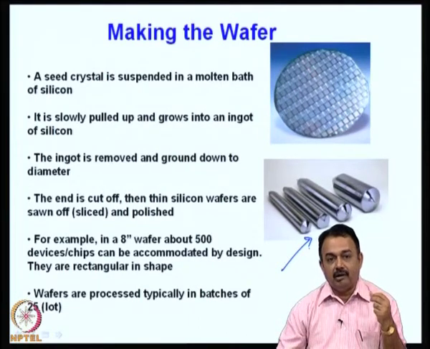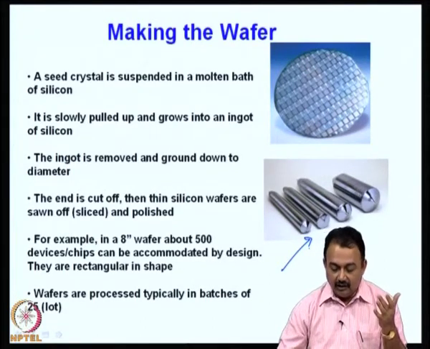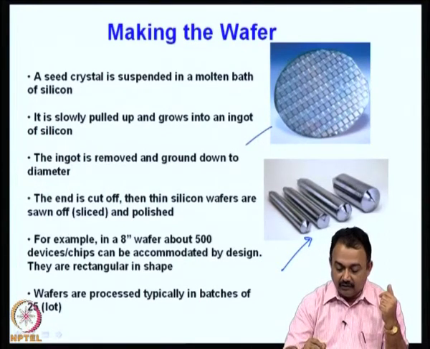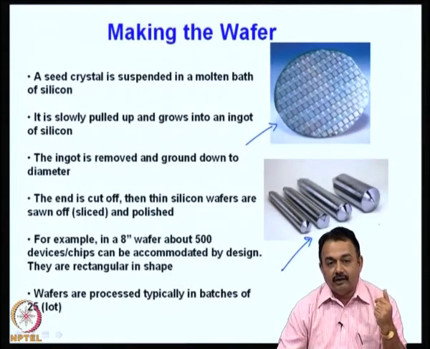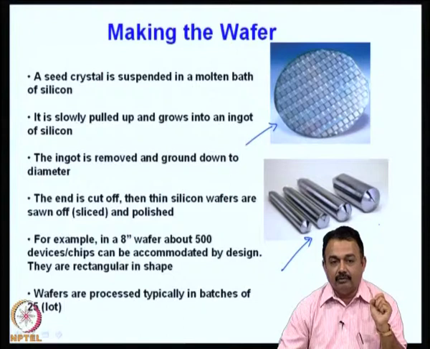So, this ingot can be very large, and finally, after you have got the desired length of the ingot, it is removed and ground to whatever diameter you require, whether it is 300 mm or 450 mm. For example, in an 8-inch wafer, about 500 devices or chips can be accommodated by your intelligent design, and all of these dies are rectangular in shape.